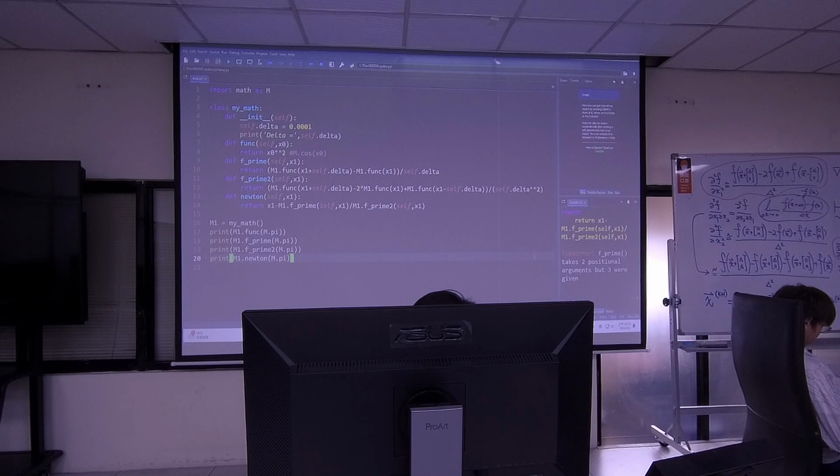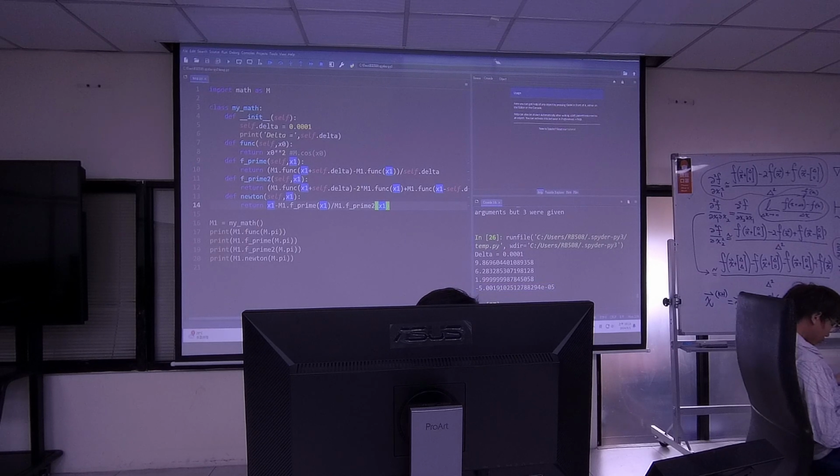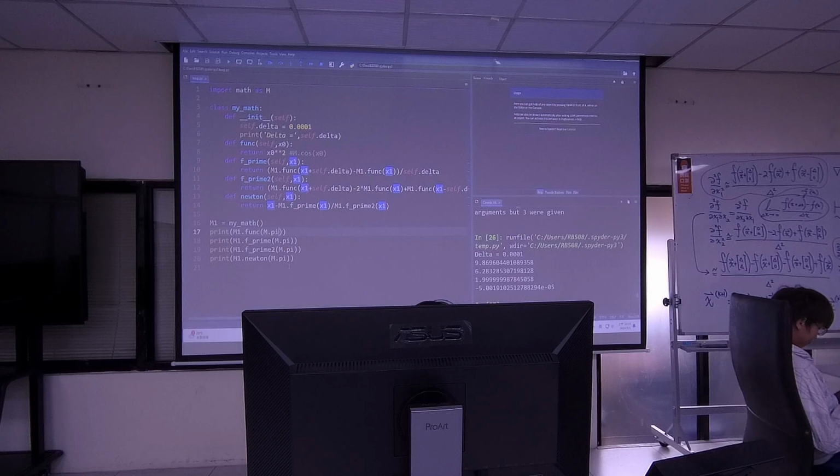So let's see. Ooh, something's wrong. Let me see. What happened? Sorry, I don't need those. Run again. Okay, so at the end, Newton's method gives me some value really small, close to 0. Okay, let's change the input to something else. For example, some number, very large. Search from there.